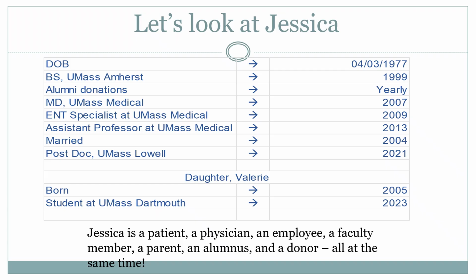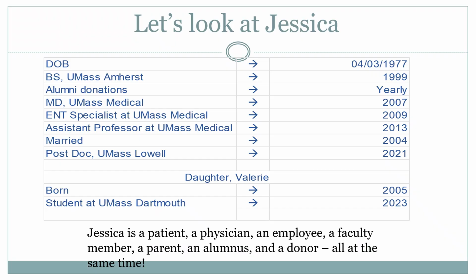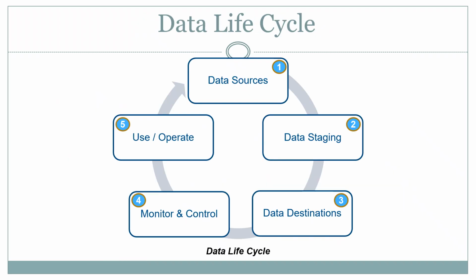So she is a patient, a physician, an employee, a faculty member, a parent, an alumnus, and a donor all at the same time. And you have to be sure when you're referring to Jessica that you're referring to Jessica using the correct persona. Otherwise you can get things confused very, very quickly. So that's master data and metadata and how that kind of works together.